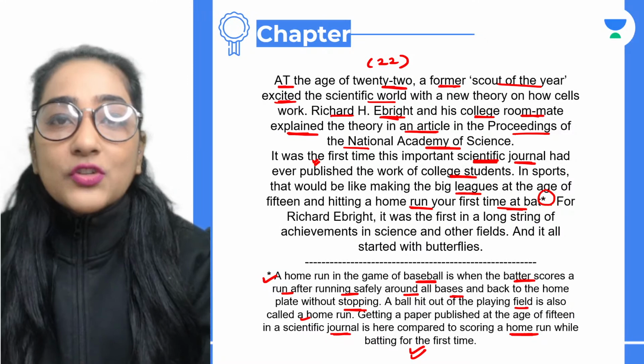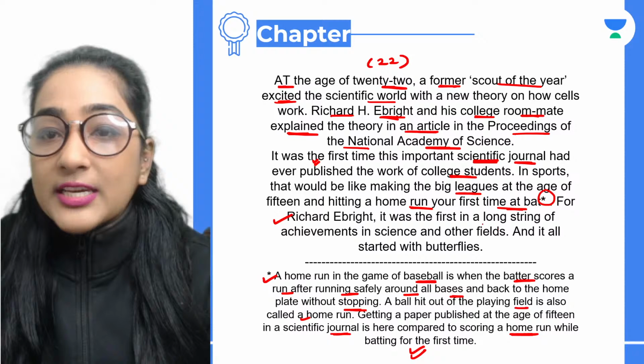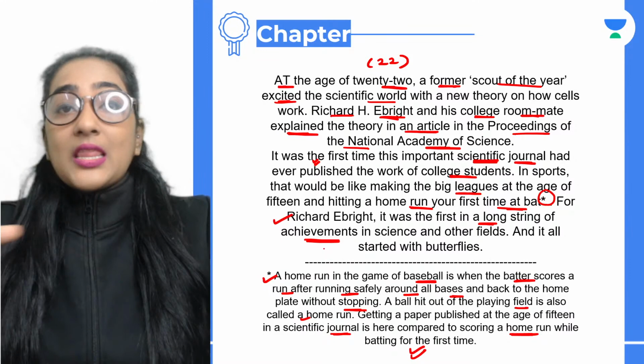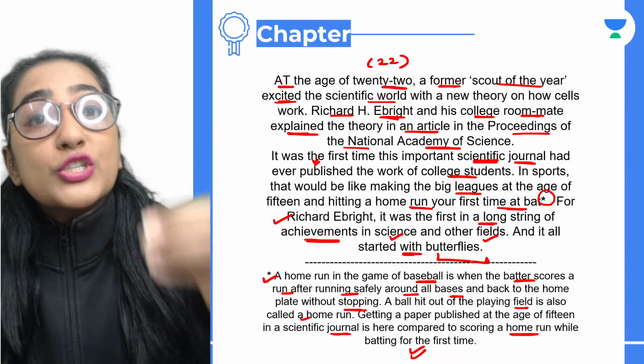Is that clear? Yes, Shrey, I have also seen that. So for Richard Ebright, it was the first in a long string of achievements. So that means itni bade puri line ke achievements mein ye wali jo achievement thi sabse badi thi in science and other fields. And it all started with what? It all started with just butterflies.